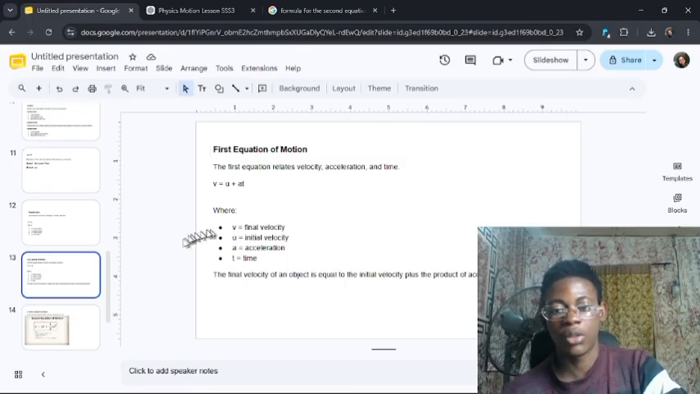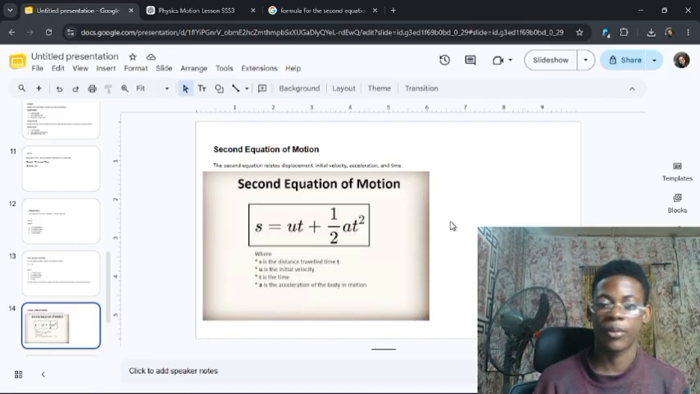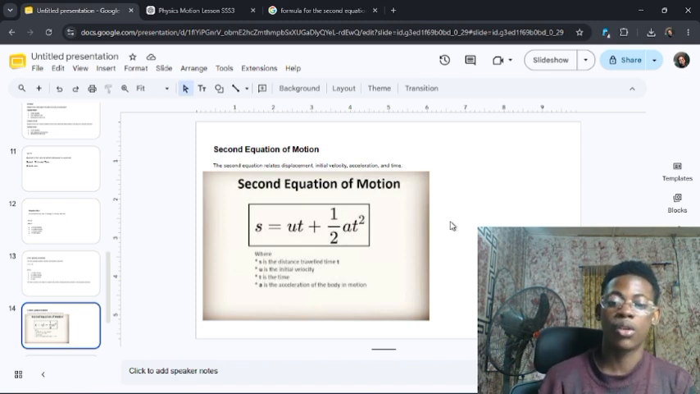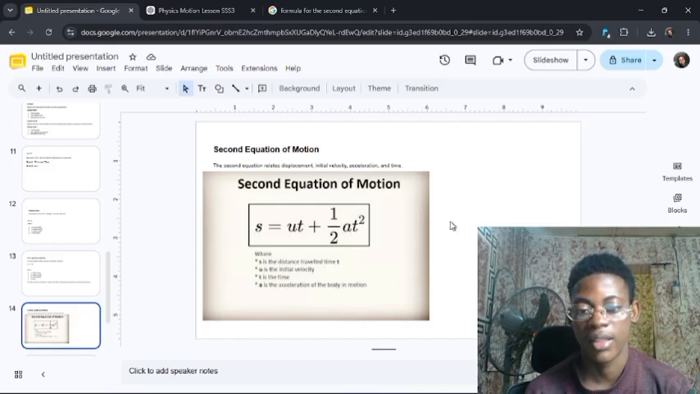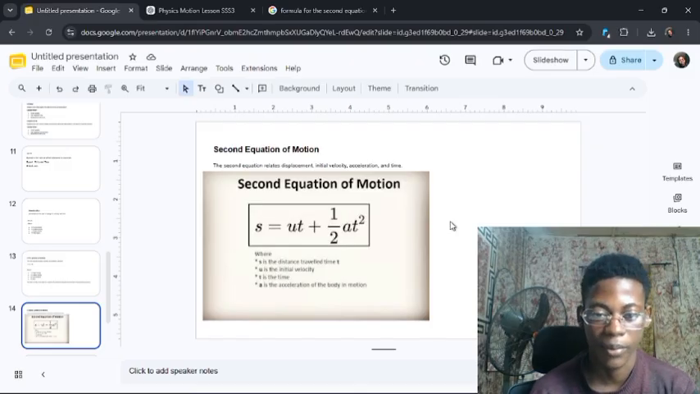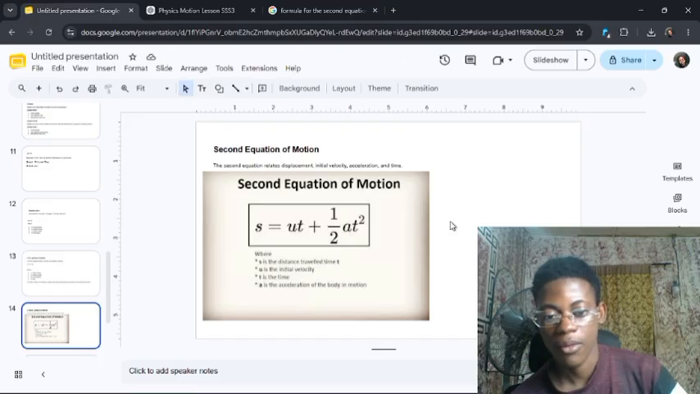So let's move to the second equation of motion. The second equation of motion relates displacement, initial velocity, acceleration and what? Time. So the second equation of motion is s equals to ut plus 1 over 2 at squared, where s is the distance traveled in time, u is the initial velocity, t is the time, and a is the what? Acceleration of the body in motion.